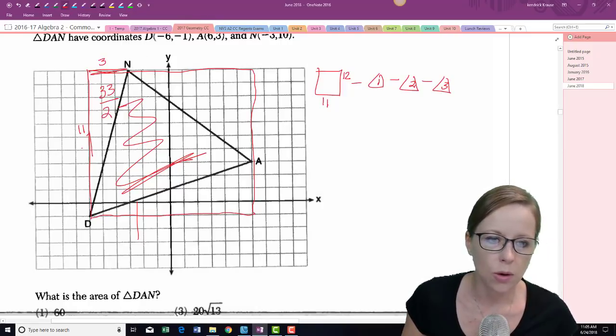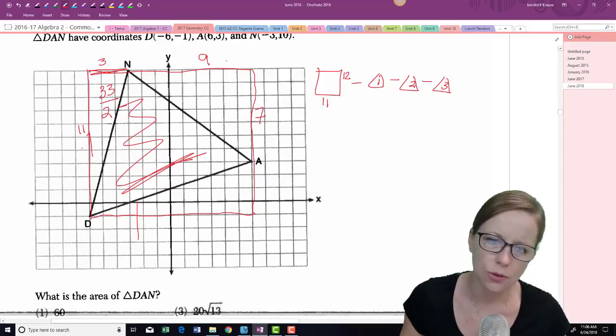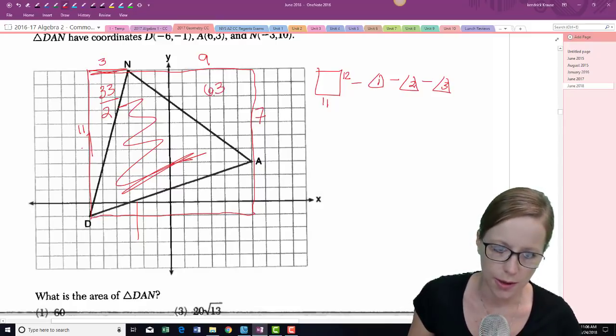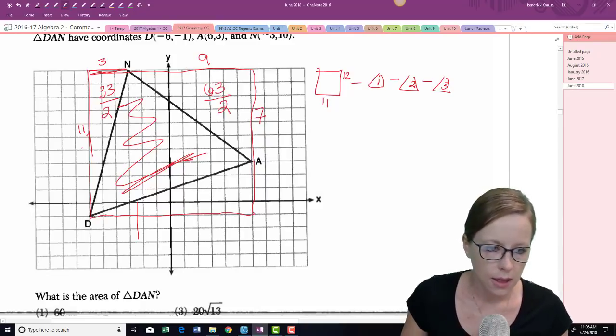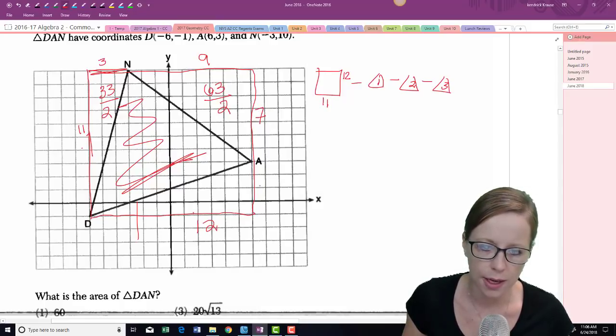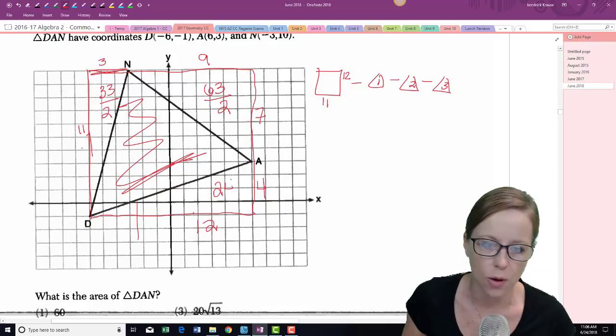The second triangle is 9 by 7. Okay, so 9 times 7 is 63. But we've got to do half because it's a triangle. So notice, again, I'm not rounding or anything there. This one, we have a base of 12, and then we have a height of 4. Well, 12 times 4 is 48, divided by 2 is 24.